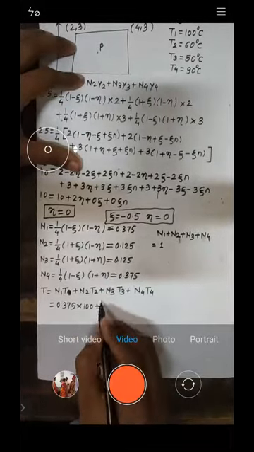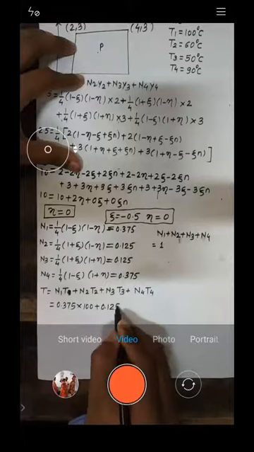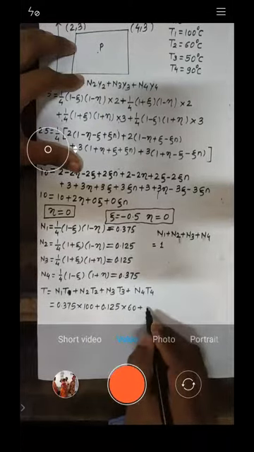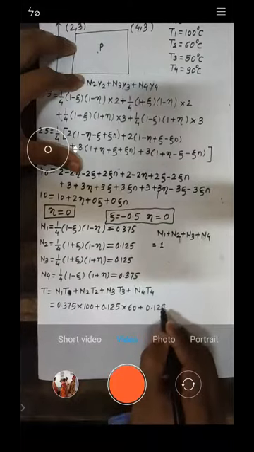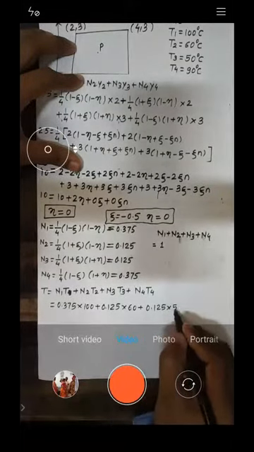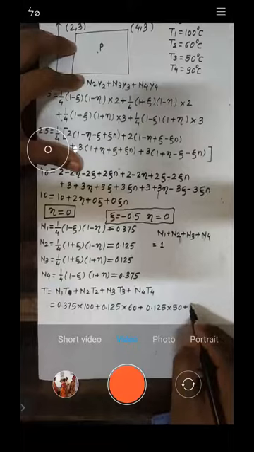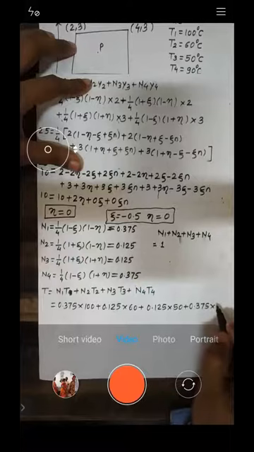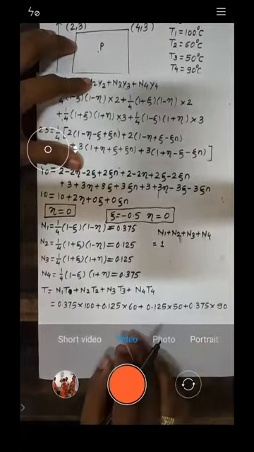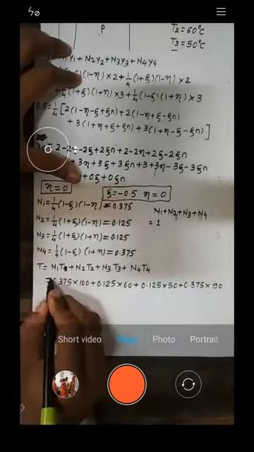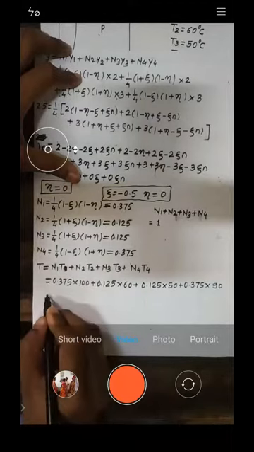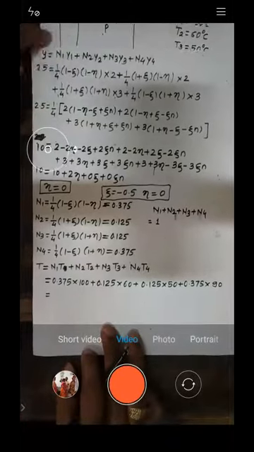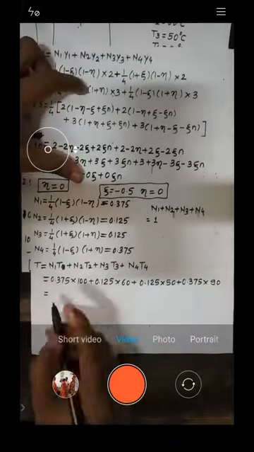Plus N2. N2 we have calculated 0.125, into T2, it is given 60. Plus N3 we have calculated 0.125, into T3 is given as 50. Plus N4 we have calculated 0.375, into T4 we have 90. Right? So, let me know what temperature you are getting at point number P.